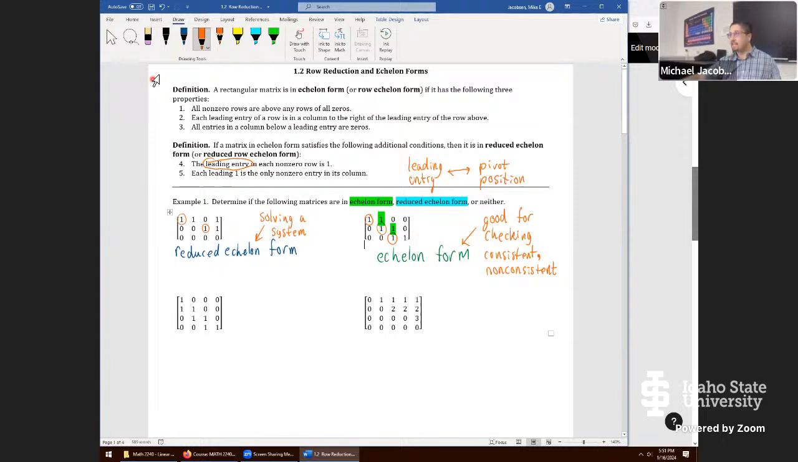But that's a couple down. Let's keep on practicing this thing. On this one here, anyone analyze what the situation would be? Is this going to be echelon, reduced, or neither? I agree with you on neither on this one.